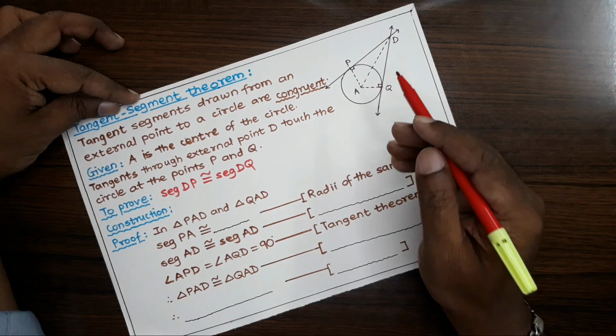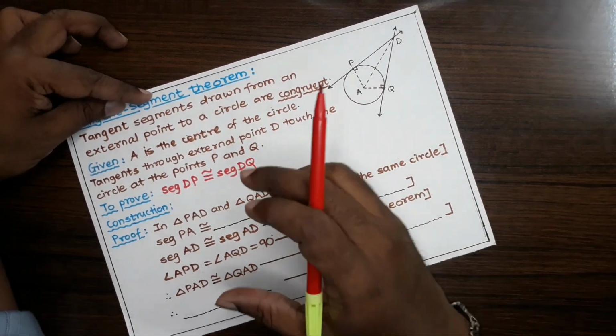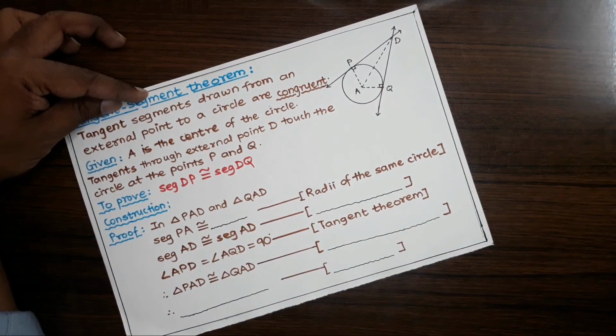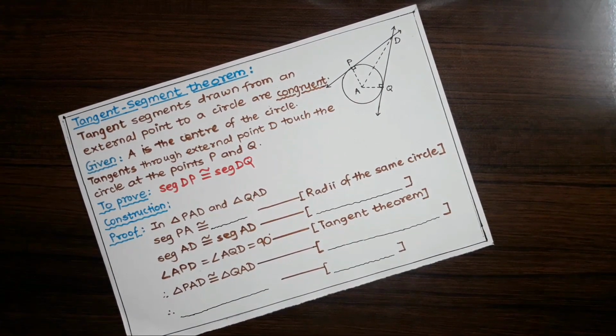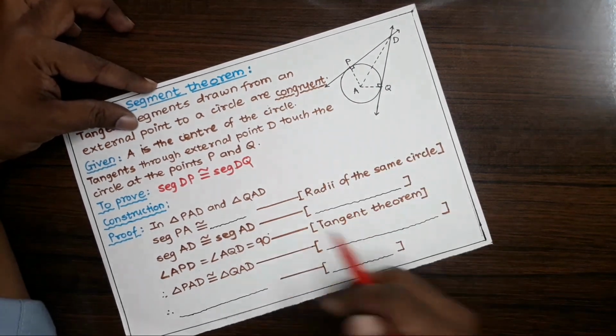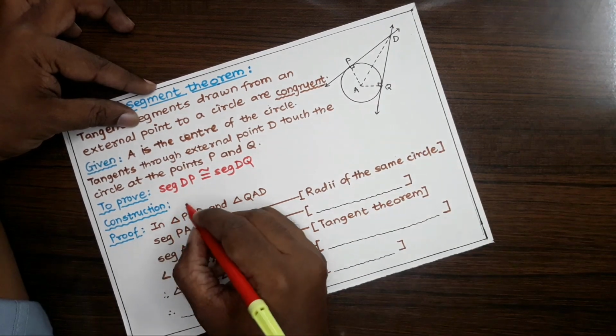I always tell you that to learn the theorem or to remember the theorem, we have to draw a particular figure, and we have to remember its construction, because without that construction we cannot solve the proof. So let's write the construction.